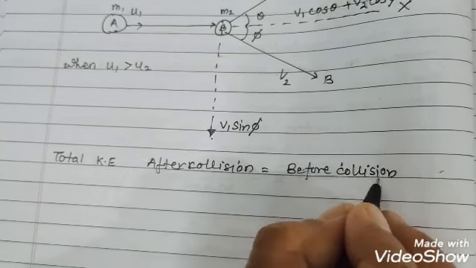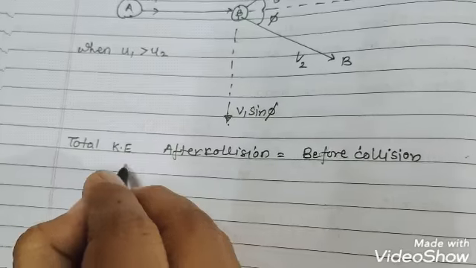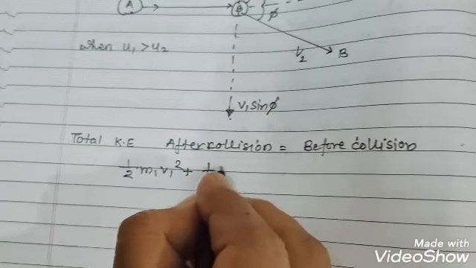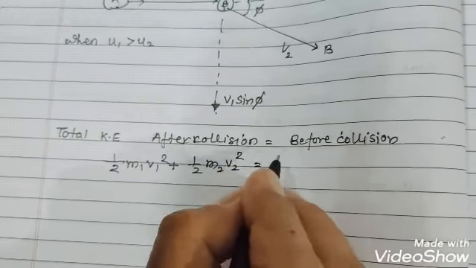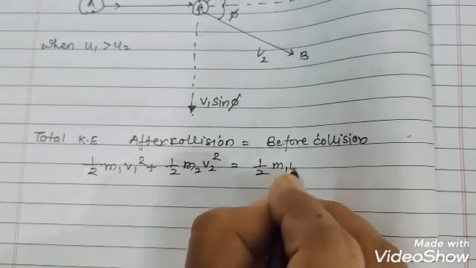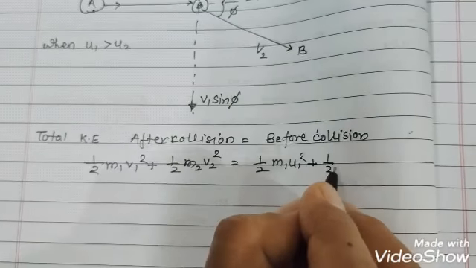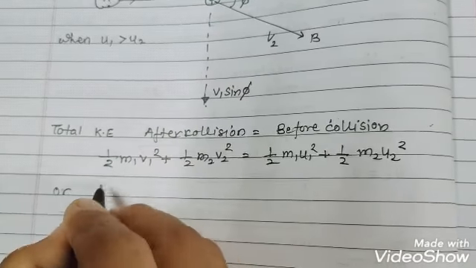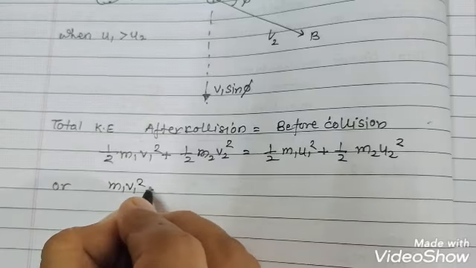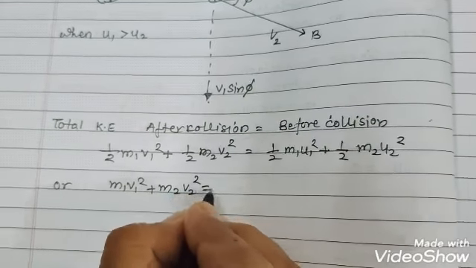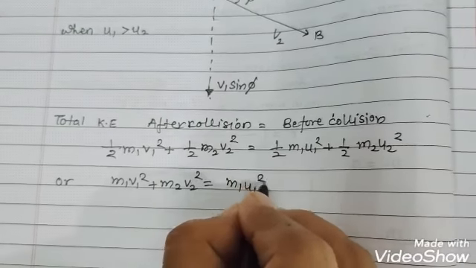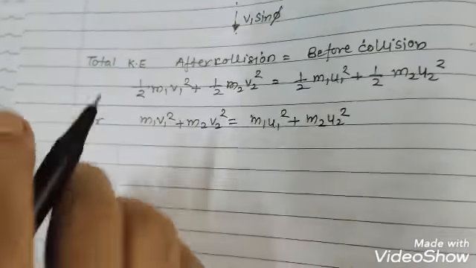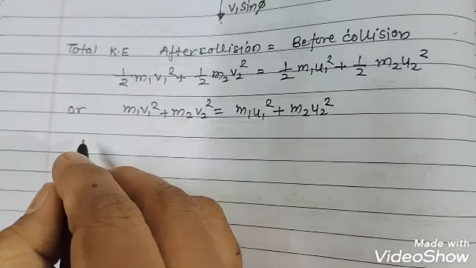Kinetic energy is a scalar quantity, so here the addition will be as a scalar quantity, that is half m1 v1 square plus half m2 v2 square, and this is half m1 u1 square plus half m2 u2 square. Or simply, when we simplify it, m1 v1 square plus m2 v2 square must be equal to m1 u1 square plus m2 u2 square.